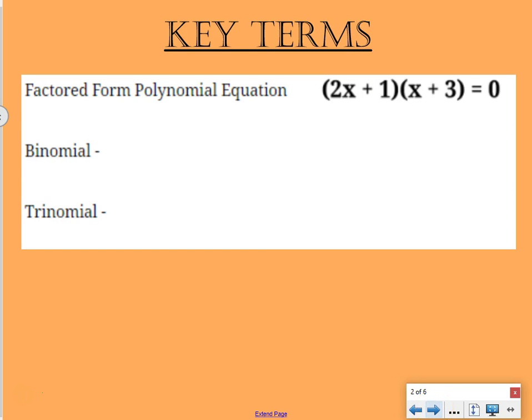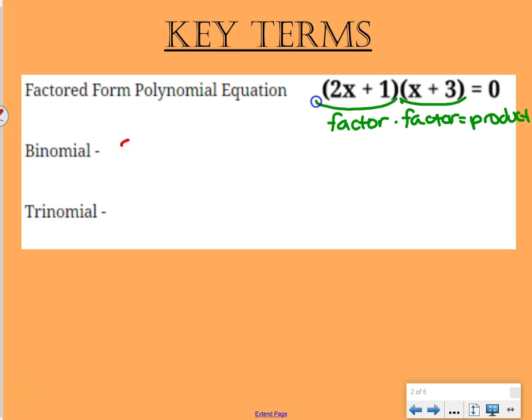Key terms: factored form, polynomial, equation. Again, this is from last time, but this is a factor times another factor equals your product. So factors are things that we multiply together in order to get a product.